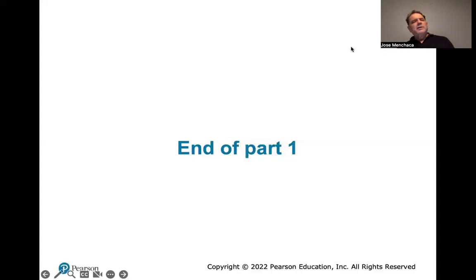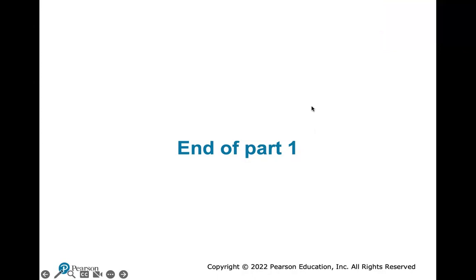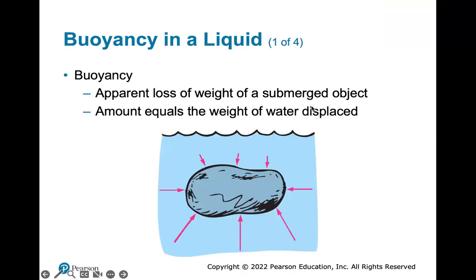Okay, we just finished part one. We're going to go on to part two. Let me dismiss my image, and we're going to talk about buoyancy, buoyancy in a liquid. Buoyancy is the apparent loss of weight of a submerged object. The amount equals the weight of water displaced.